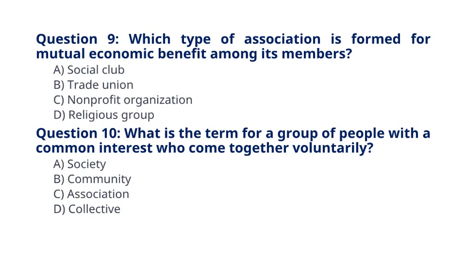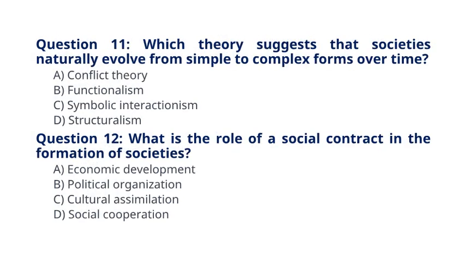Question 10. What is the term for a group of people with a common interest who come together voluntarily? A. Society. B. Community. C. Association. D. Collective. The correct answer for question 10 is option C. Association.